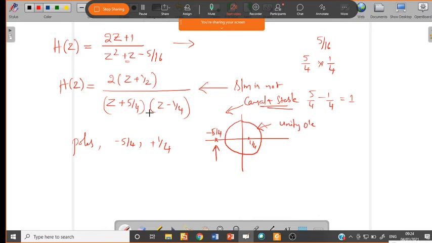Okay, so now we have to see where the pole exists. If you plot the unity circle here, z equal to 1, then we have to properly check where the poles exist, and depending upon that you have to decide whether the system is causal or stable.